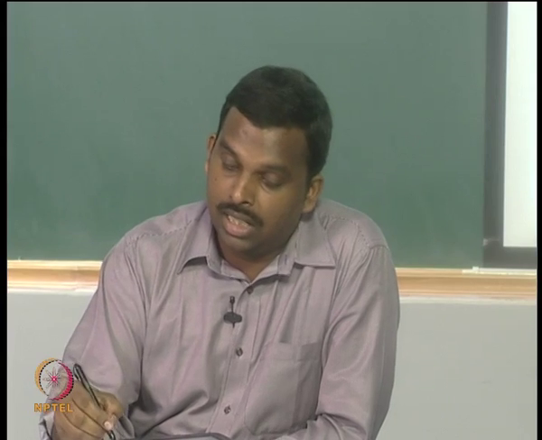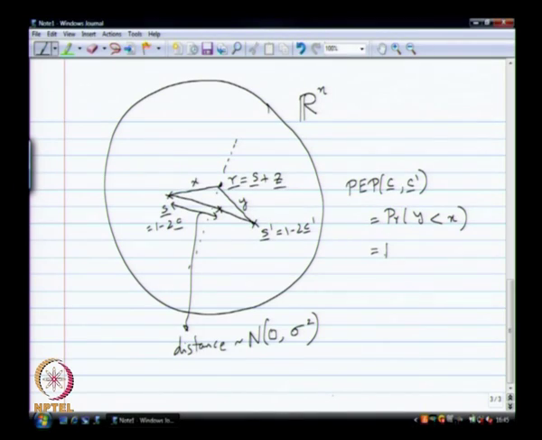So essentially this probability now becomes the same as the probability that this distance from S is greater than the distance S minus S prime by 2. That is all you have to worry about. So there is some normal distribution with mean 0 and variance sigma squared. When will that be greater than that? Did I make a mistake somewhere?